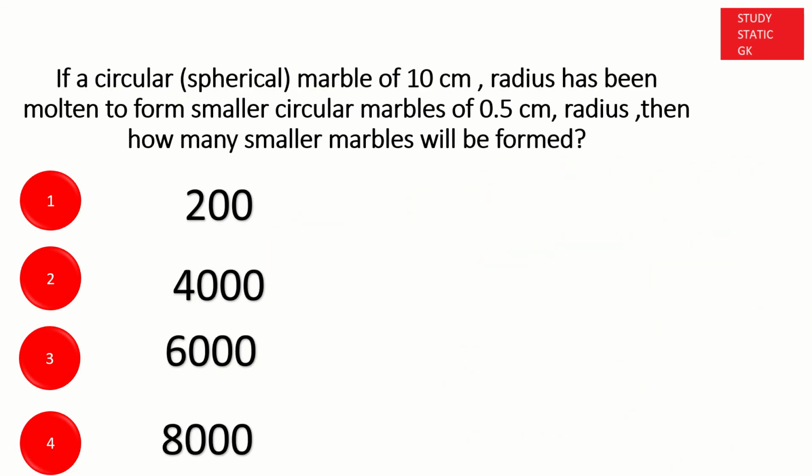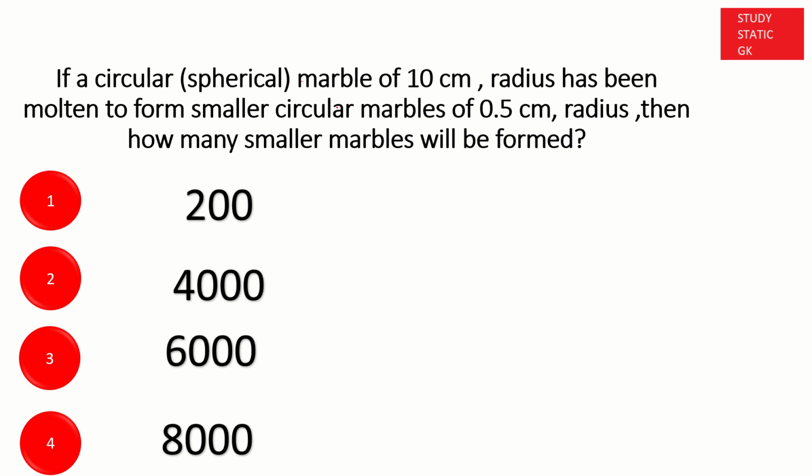Right. Next question. If a circular marble of 10 centimeter radius has been molded to form smaller circular marbles of 0.5 centimeter radius, then how many smaller marbles will be formed? So here basically nothing is there. So total volume has to be calculated of the smaller and bigger, and the total sum of the smaller spherical marbles is equal to the volume of the bigger sphere, because that sphere itself is molded to form the smaller spherical marbles.